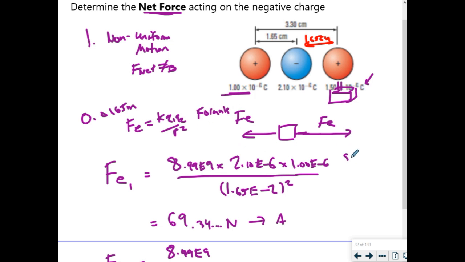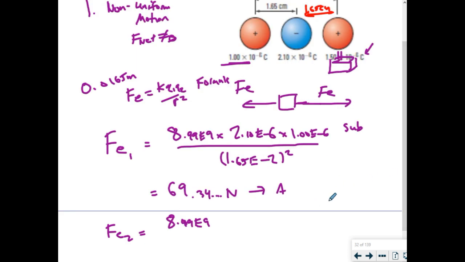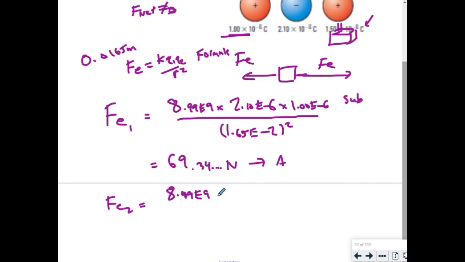You're expected to show substitutions, which is what I've done right here. After that, all I need is an answer. So you don't have to show all the little steps in between. Just give an answer. This is answer A. So I can speed up. I can go to the next one.